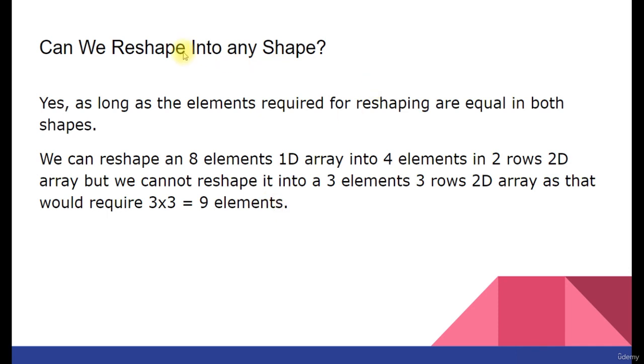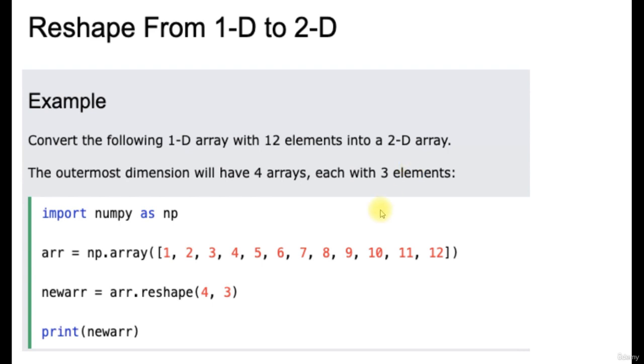Now the question comes, can we reshape into any shape? Yes, as long as the number of elements required for reshaping is equal in both the shapes. So we can reshape an 8-element 1D array into a 2D array with 2 rows of 4 elements. But we cannot reshape it into 3 rows of 3 elements, as that would require 3 into 3, 9 elements, as I already told. In this example, we have one 1D array containing 12 elements and we can reshape it into a 2D array because 4 3s are 12. All elements will fit comfortably into this 2D array of 4, 3.